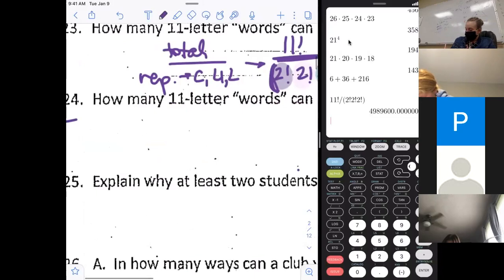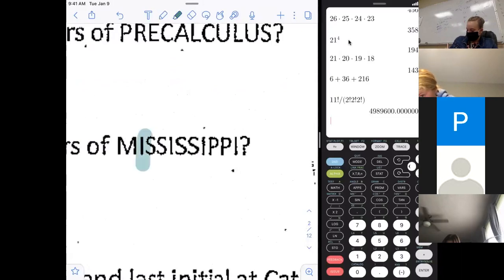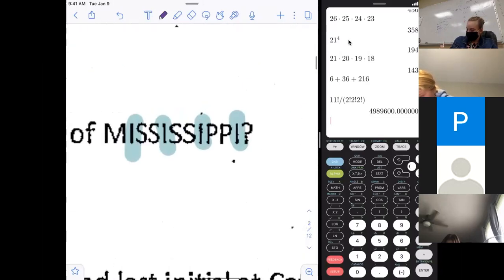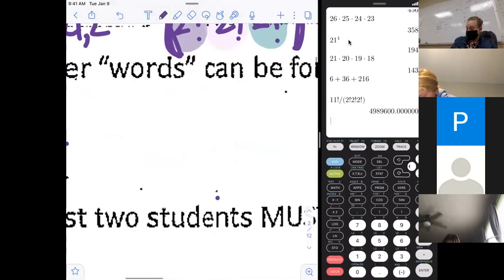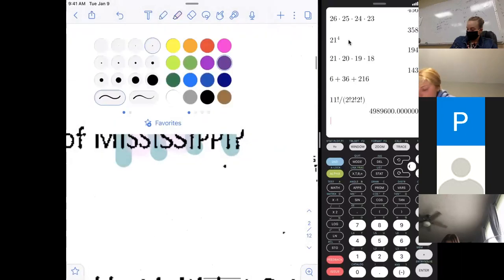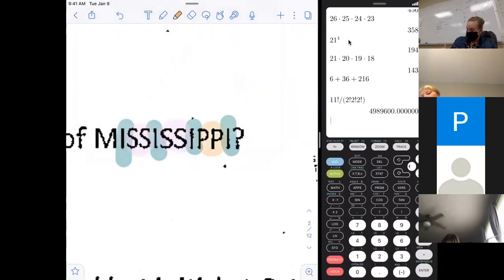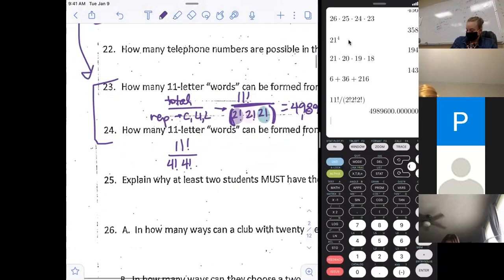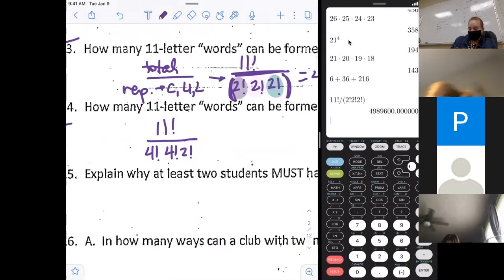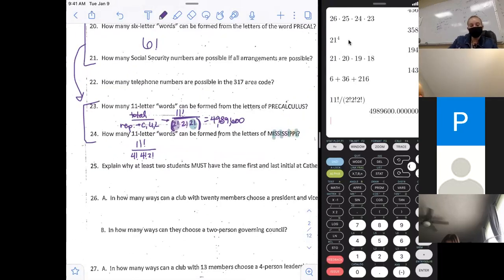All right, so Mississippi is another 11-letter word, so I'm going to do 11 factorial. Then I've got 1, 2, 3, 4 I's, so I'm going to divide by 4 factorial. See what else is repeated. The S's are repeated. There's 2 and there's another 2, so I'm going to divide by another 4 factorial. And then the P's are also repeated, so I'm going to divide by 2 factorial here. Again, for the sake of time, I'm not going to enter that in the calculator, but does anyone have any questions on 23 or 24?